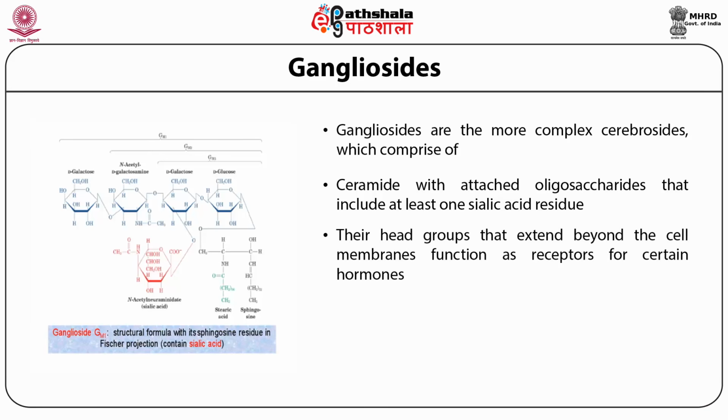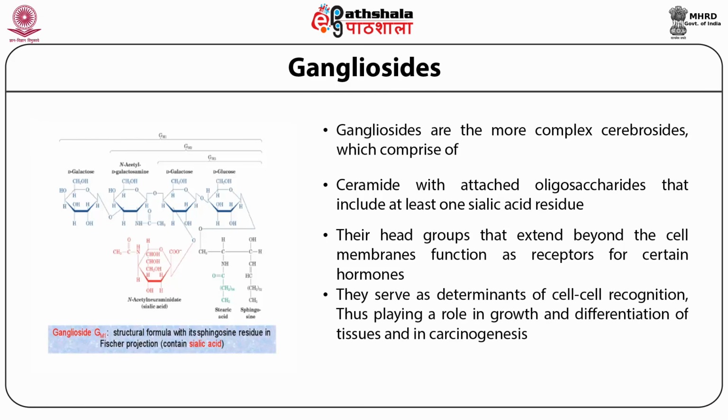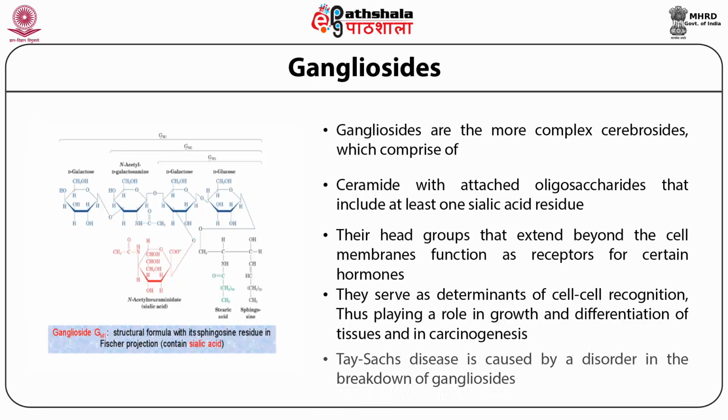The head groups of gangliosides extend beyond the cell membrane. Because they extend beyond the cell membrane, they function as receptors for certain hormones. Gangliosides serve as determinants of cell-to-cell recognition. Thus, they play a role in growth and differentiation of tissues and in carcinogenesis. The importance of gangliosides is highlighted by the fact that if there is a disorder in the breakdown of ganglioside, it results in a disease called Tay-Sachs disease.